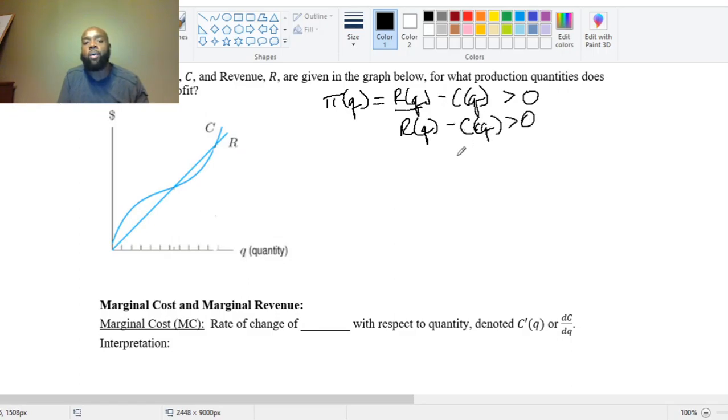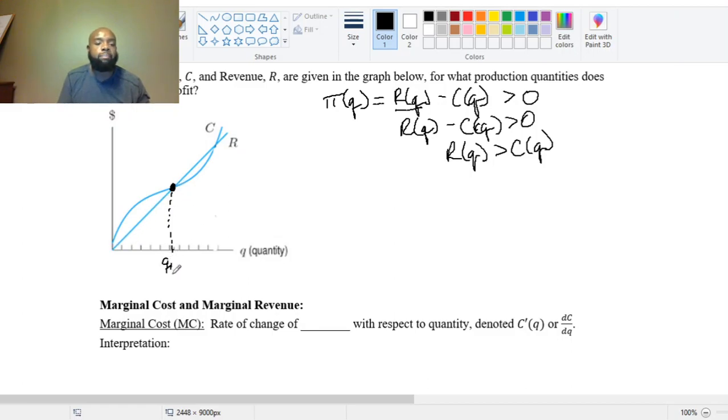We want that to be greater than zero, then that means R of Q has to be greater than C of Q if I added C of Q to both sides, right? And so when I'm looking at a graph, if I want to know where my company is making a profit, look where my revenue function has higher Y values than my cost function, right? Well, from here to this point right here, cost is greater than revenue, right?